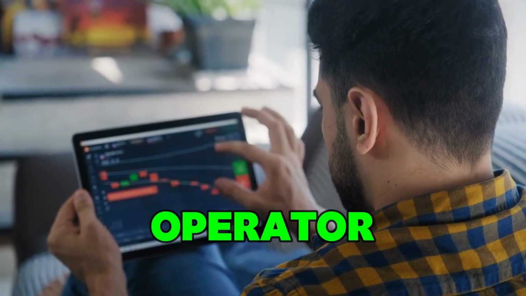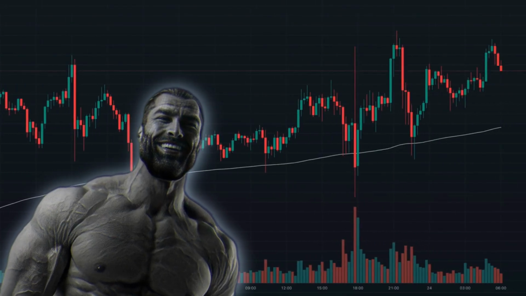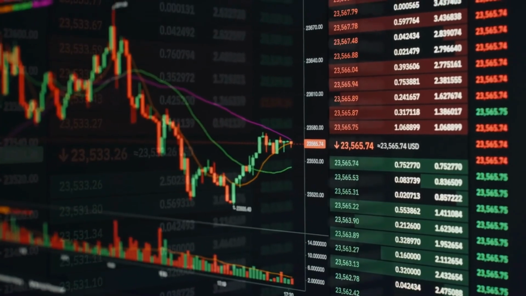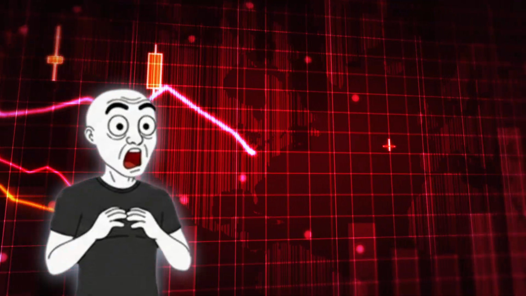This is the operator. He doesn't react on impulse. He stays disciplined. He waits for price to come to him. He only enters when the market gives him a reason. That one difference changes everything. Same indicator, same market, completely different outcomes.